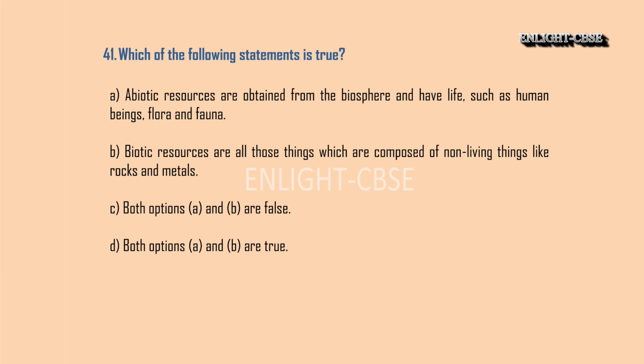Question 41. Which of the following statements is true? A. Abiotic resources are obtained from the biosphere and have life, such as human beings, flora, and fauna. B. Biotic resources are all those things which are composed of non-living things like rocks and metals. C. Both options, A and B, are false. D. Both options, A and B, are true. Answer: both options, A and B, are false.